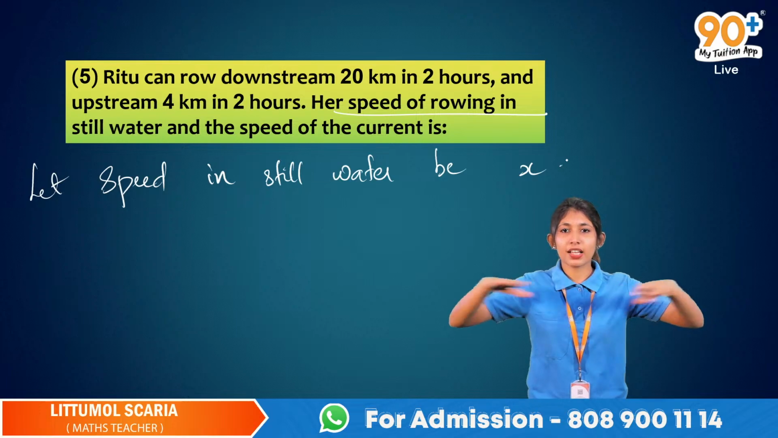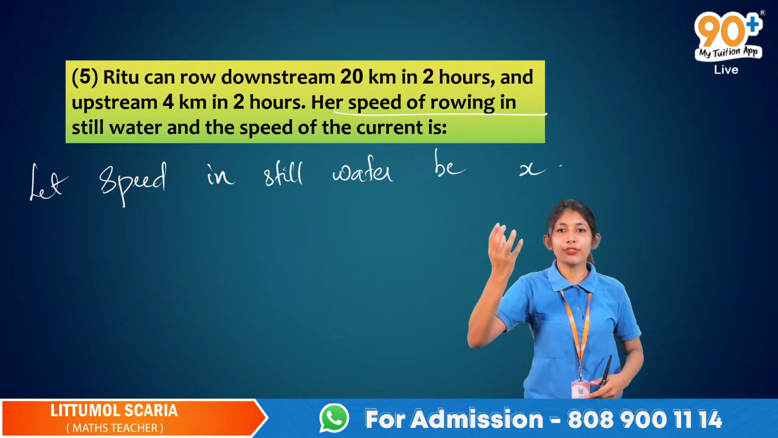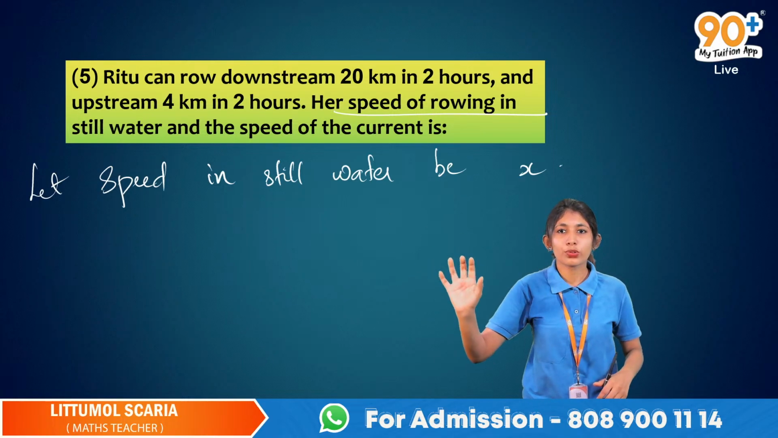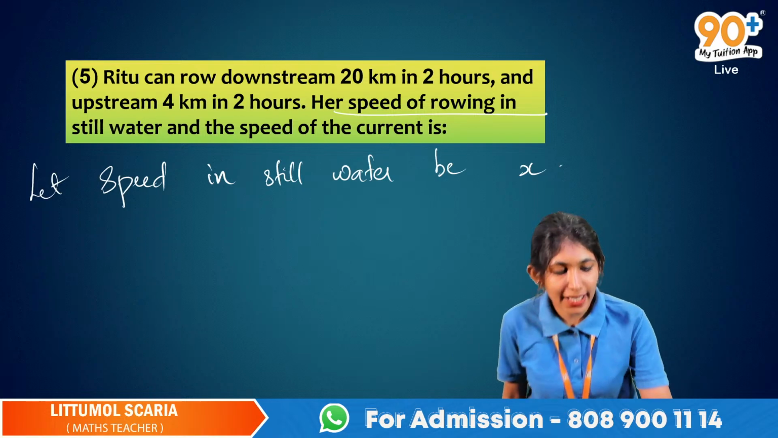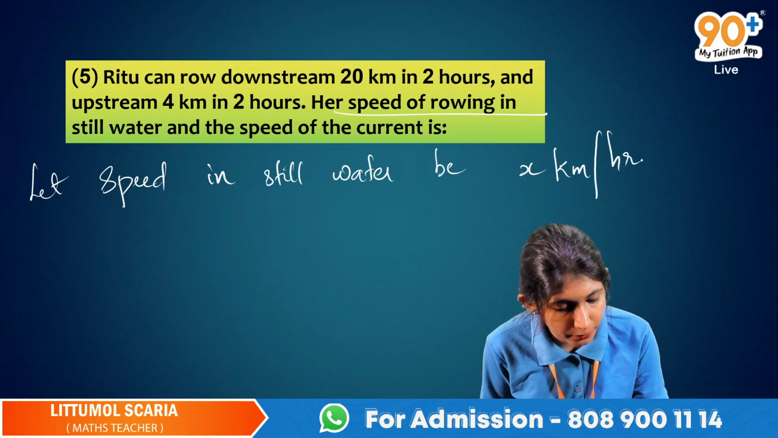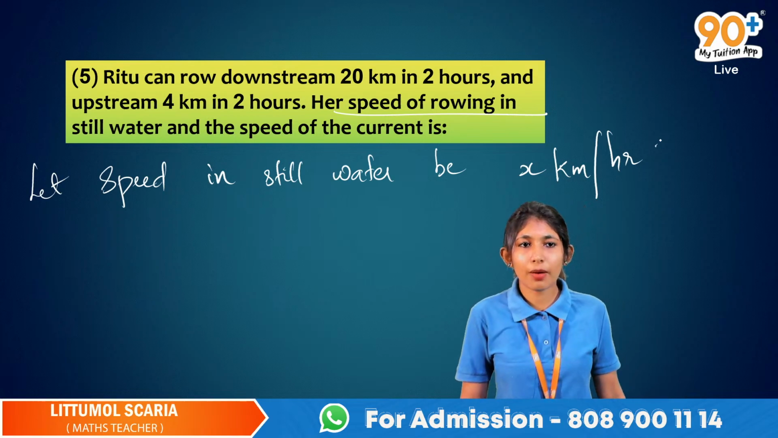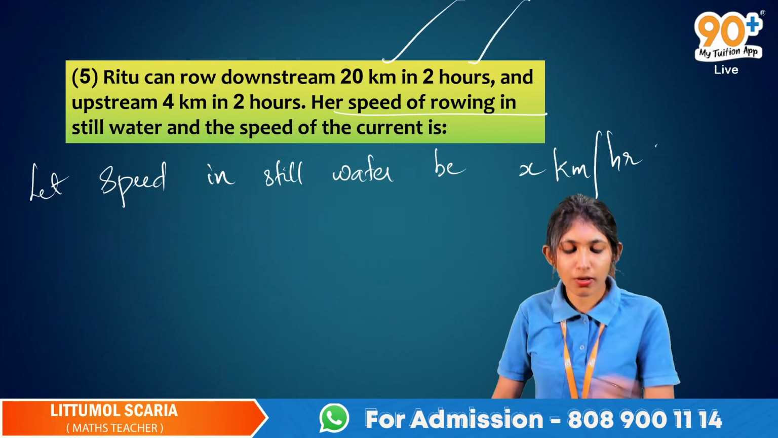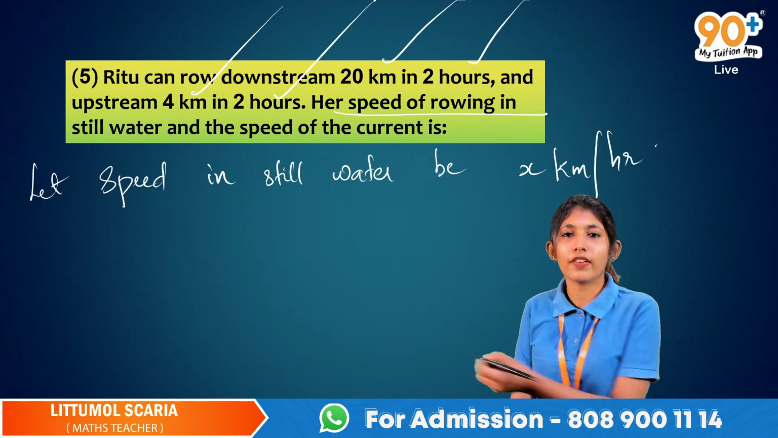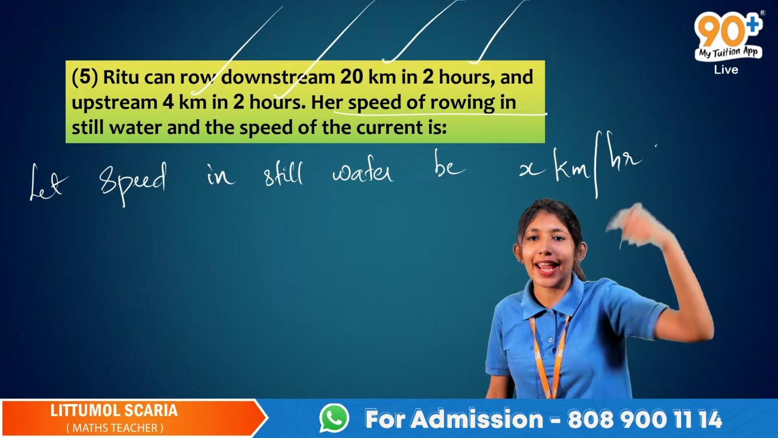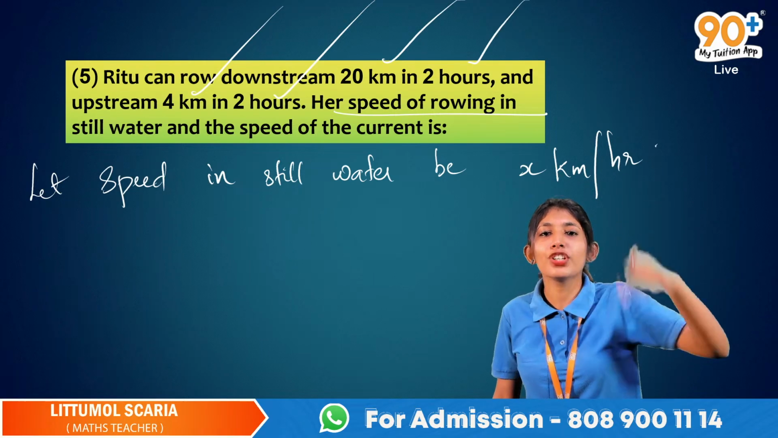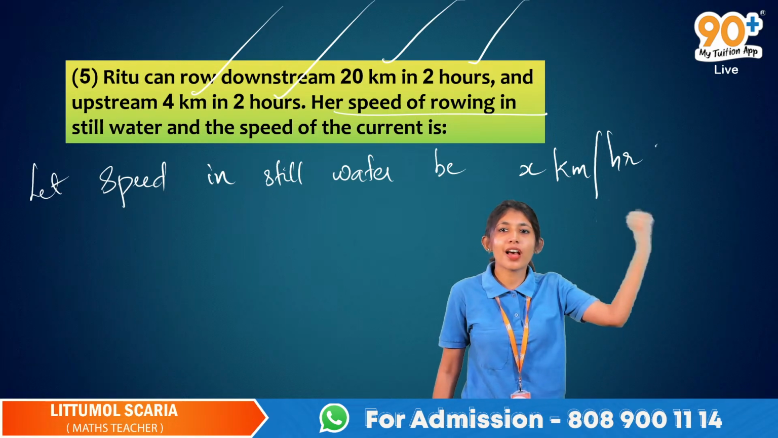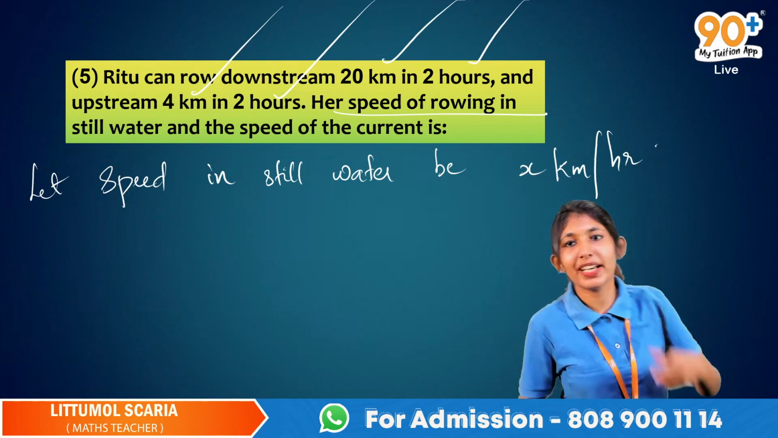Still water means water that is calm and level, not flowing. If you take some amount of water in a glass, will the water move? No, it stays still. So let that speed be x km/h. Where did this km/h come from? Did anyone ask miss about km/h? 20 km in 2 hours, 4 km in 2 hours. Can I write the speed to be x km/h? What is the unit of speed? Unit of speed is distance by time, km/h or meter per second. That is speed in still water.